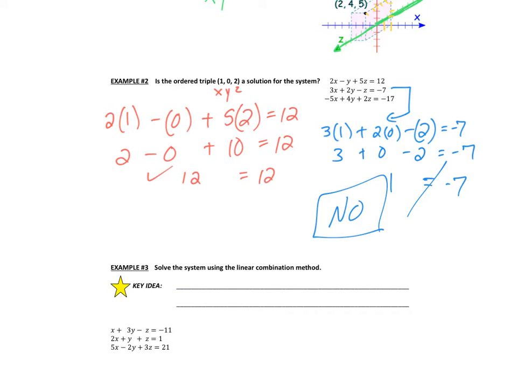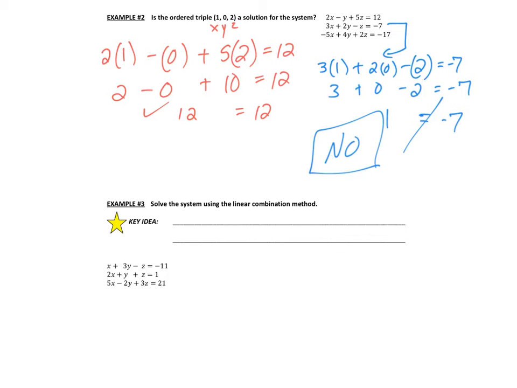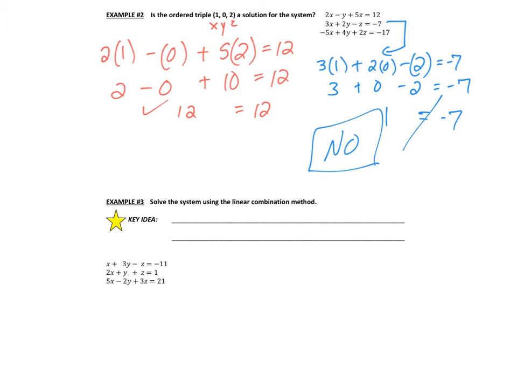And then the next problem will probably take us about the rest of class. It's a long one, and it's probably the only one we're going to do. We probably won't do the last example because we probably won't have time. So I want to scroll down. Example 3, solve the system using linear combination. Just so you're aware, linear combination is elimination.